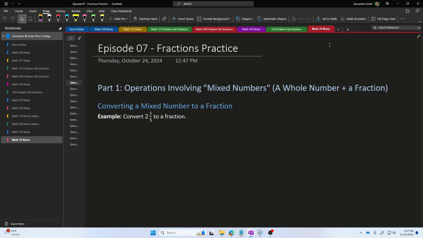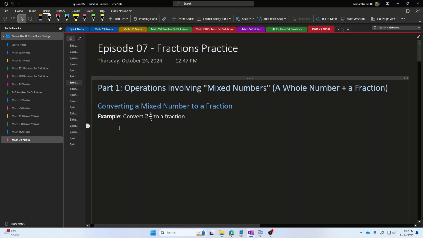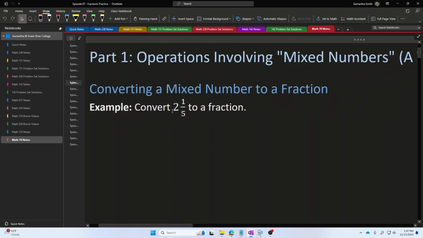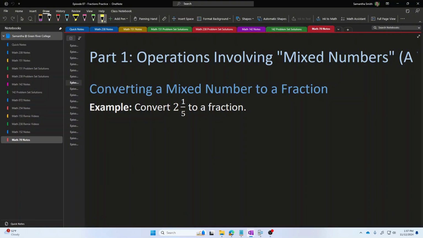Now, in part one of this episode, I want to talk a little bit about what are called mixed numbers. Mixed numbers are when you have a whole number and a fraction. So, what you might see is something like this, the number 2 directly next to 1/5. What this communicates to you is that you have 2 and 1/5, or put another way, 2 plus 1/5.